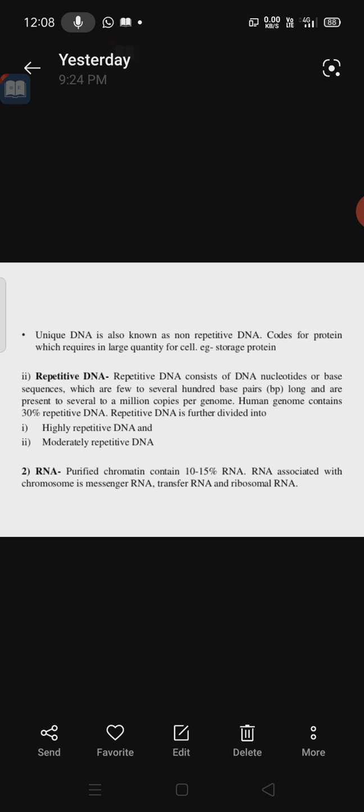That is the adenine, guanine, cytosine, thymine. You can see the repetition. That's why it is the repetitive DNA. Like that, two types are there.